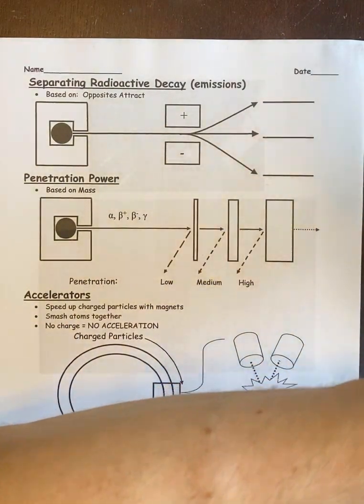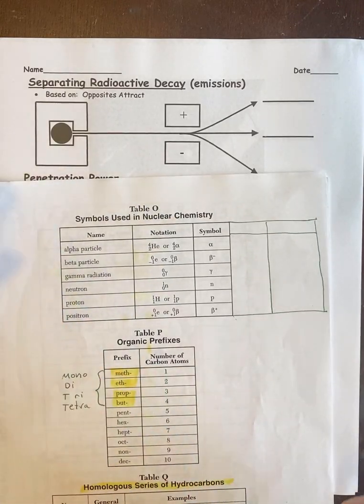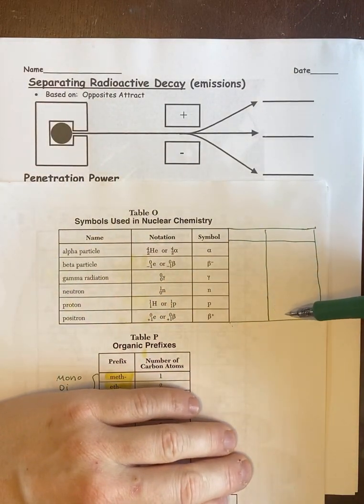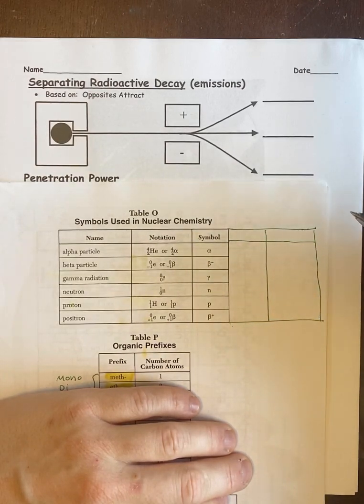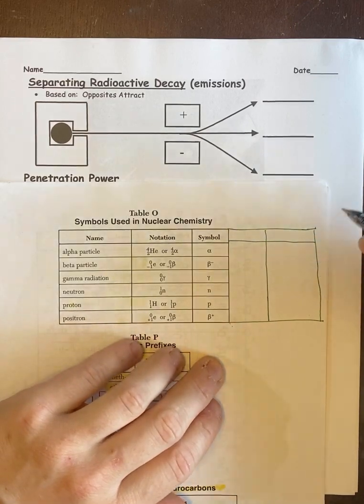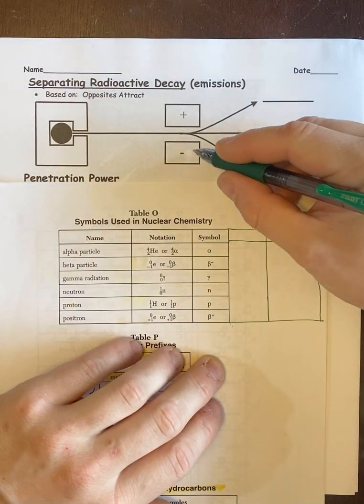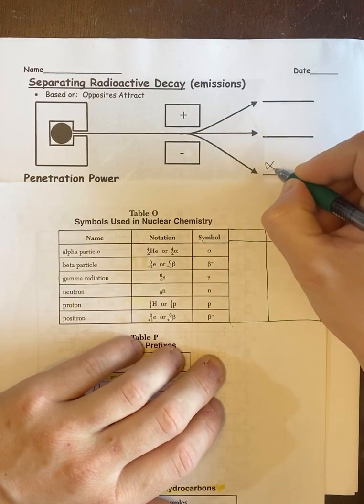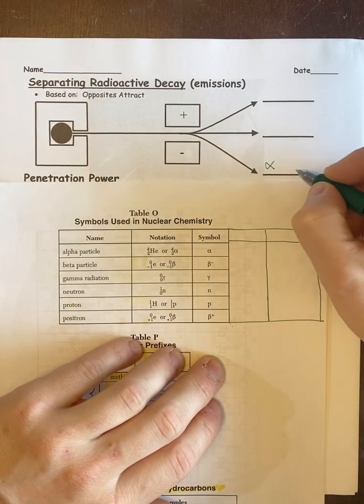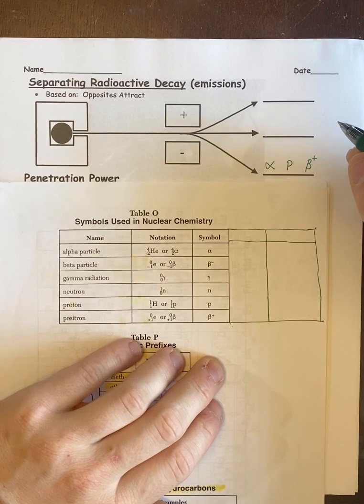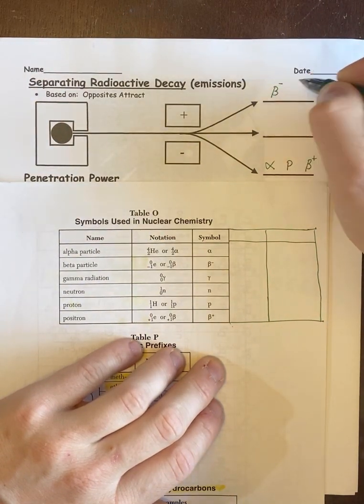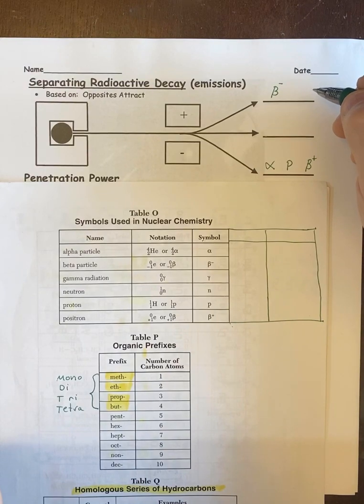So if we look at table O, you should have this filled in. I didn't fill mine in, but you should have all of this part filled in from our previous notes, where it tells you exactly what these symbols are and what they mean and their charges and things like that. The ones that are positive are going to go to the negative. So that means alpha is going to go to the negative side, proton to the negative, and positron to the negative. And then the negative ones will go positive, so that's going to be beta, and that's it for the negative.